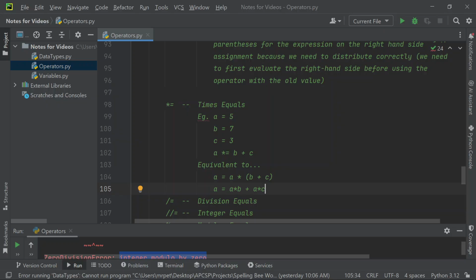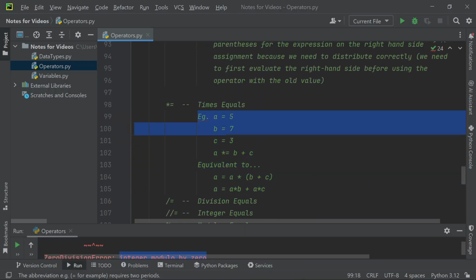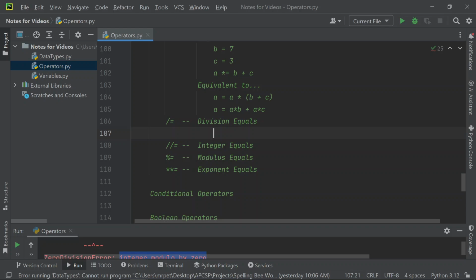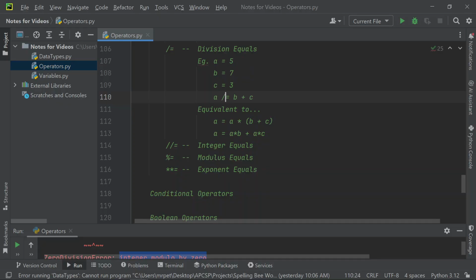Division is going to work kind of similarly. I guess we'll write this out as well. This is just a math thing. Let me paste it here. When we use division equals, well, this is the same as this, but division doesn't work like this with parentheses, right? We can't just say that this is the same as a divided by b and a divided by c. That is not mathematically correct. Hopefully you know that from your math class.